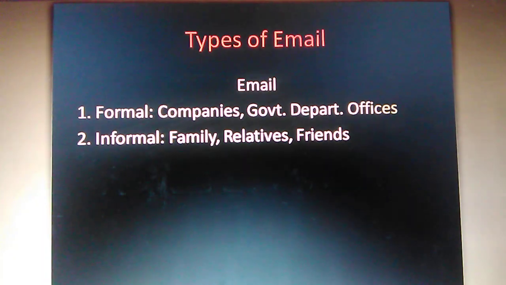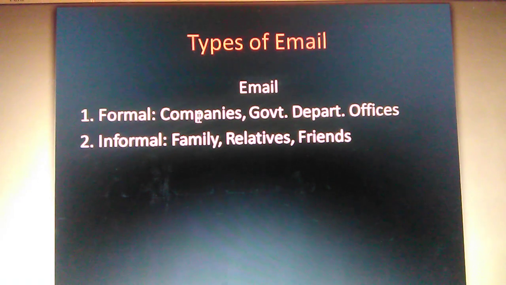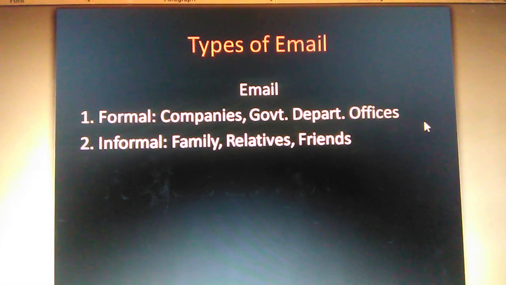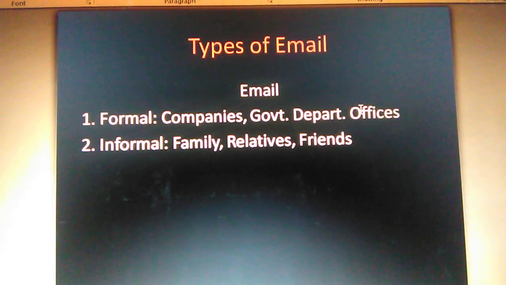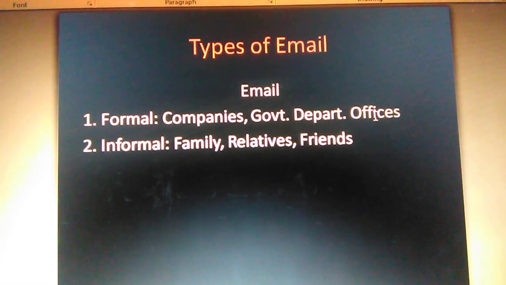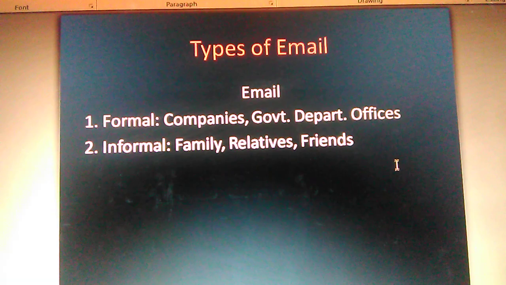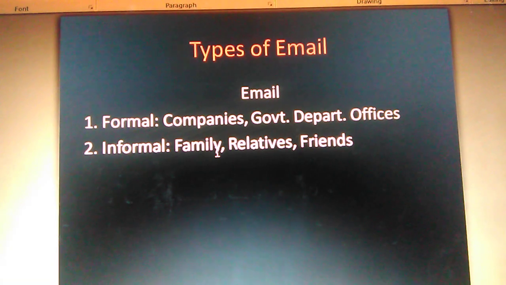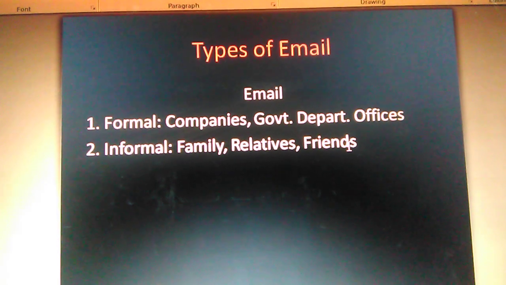At first, types of email. There are two types of email: one is formal, another one is informal. Formal email you can write for companies, government departments, and different types of offices. In that case, your language must be formal. You cannot write any slang, and you cannot use any abbreviation that needs clarification. But informal writing is for family, relatives, and friends. Here you can write informal language, slang, or short abbreviations of your own.